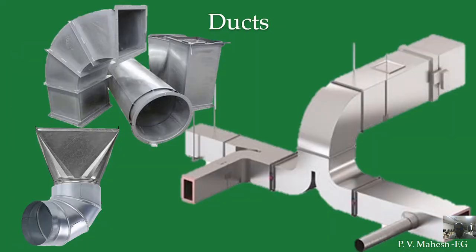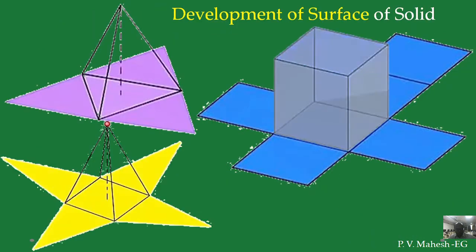Now, why do we do the developments of surfaces of the solids? In the picture you can see there are some ducts. In order to fabricate them, first we will make the development and then we'll mold those developments into these kinds of intricate shapes. That is the purpose why we do developments of the solids.